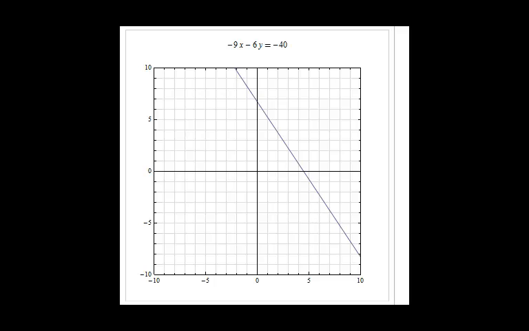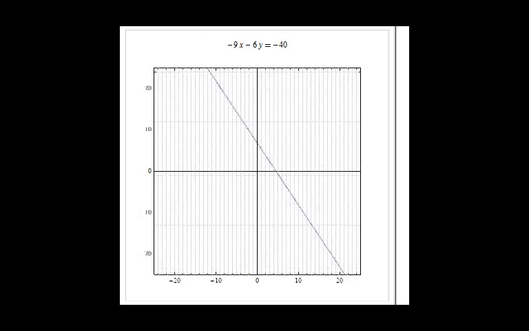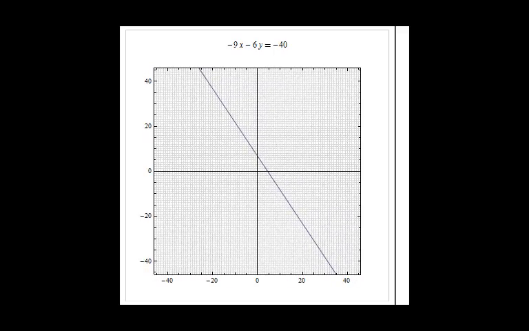Here's an example of a linear Diophantine equation with no solutions. We've got negative 9x minus 6y equals negative 40. The greatest common divisor between negative 6 and negative 9 is 3, and 3 does not divide evenly into negative 40. So by the theorem, we do not expect any integer solutions to this linear Diophantine equation. And in fact, the farther we zoom out, we're not going to see solutions.